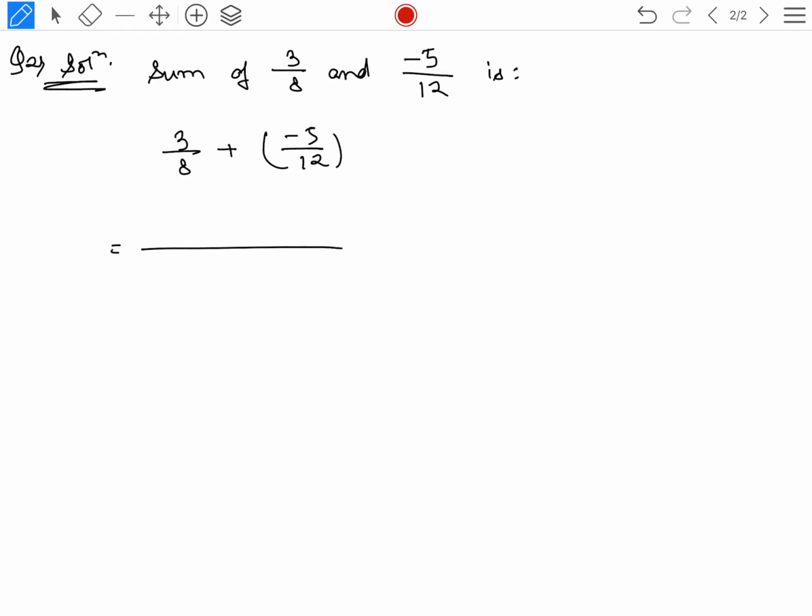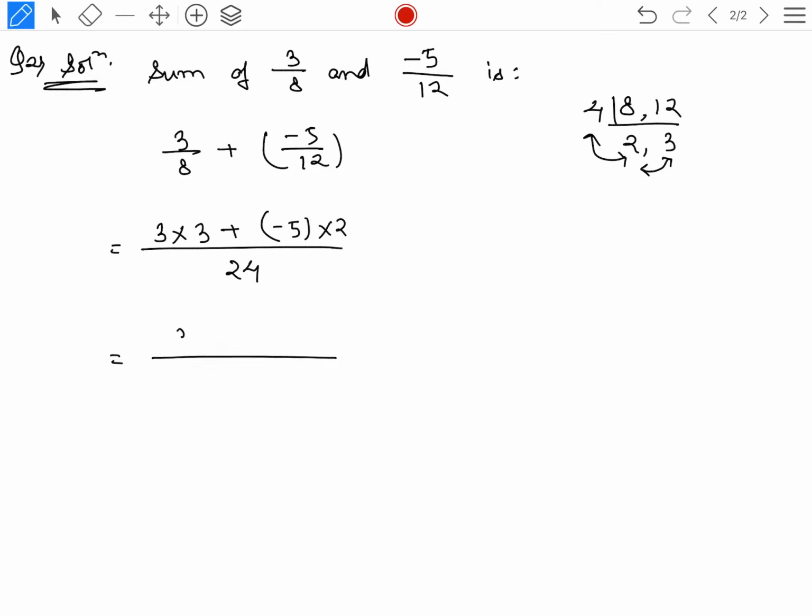Second thing, find the LCM of 8 and 12. LCM of 8 and 12 will be 24, because 4 2s are 8, then 4 3s are 12. So 4 2s are 8, 8 into 3 it is 24, yes or no? 24. So 8 3s are 24, so multiply this 3 by 3. Then 12 2s are 24, so multiply this 5 by 2.